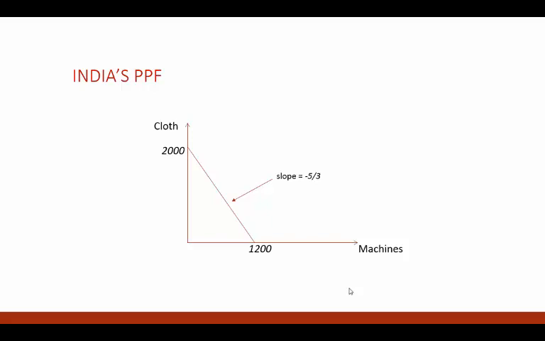For India, the graphical depiction is also shown. Again, solving for the intercept values, we have 2,000 yards of cloth and 1,200 machines. The slope of the PPF is negative 5/3 or negative 1.67. In other words, the opportunity cost of a machine is 1.67 yards of cloth.